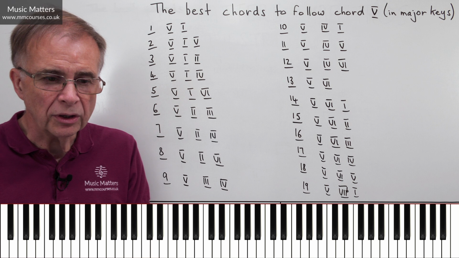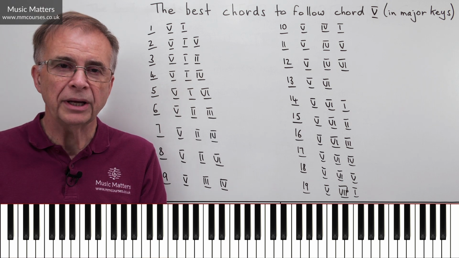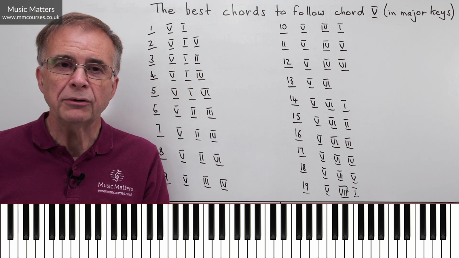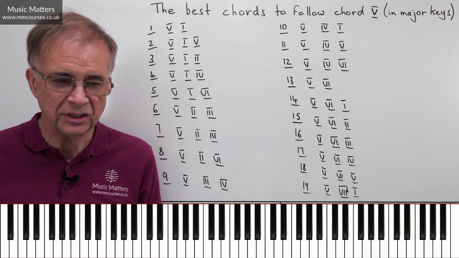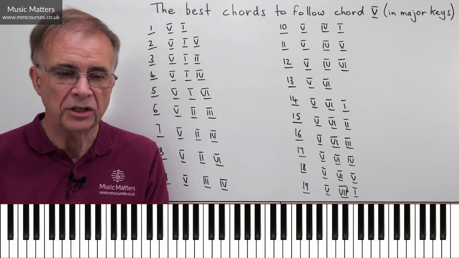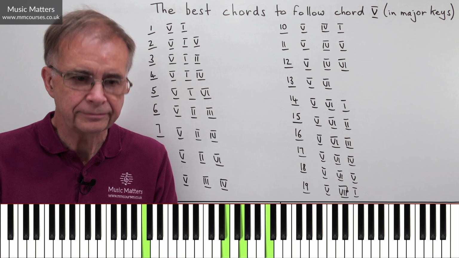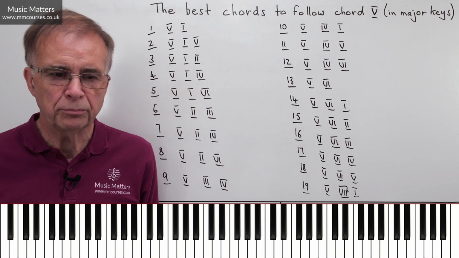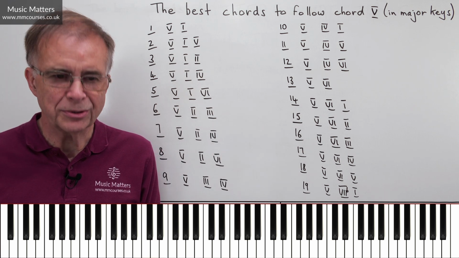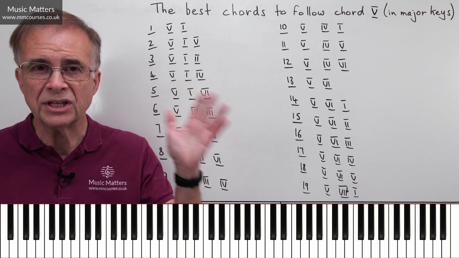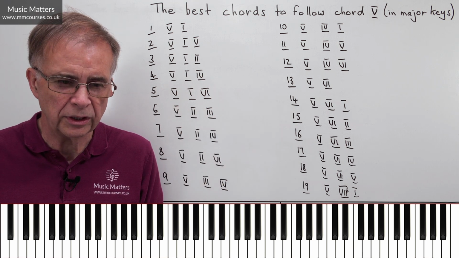The first one I've got is simply chord 5 followed by chord 1, because that's a very standard cadence, something that often happens at the end of a phrase when you go 5, 1. So that's probably the most standard use of a chord 5 in a context of progression, 5 followed by 1.